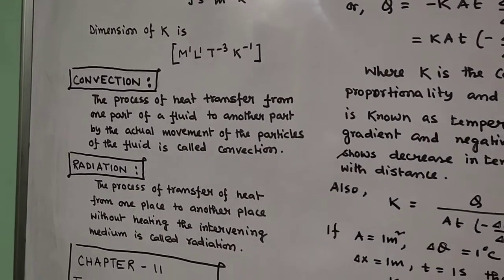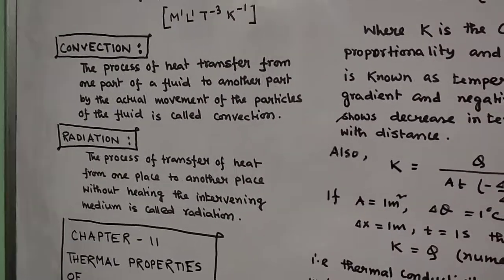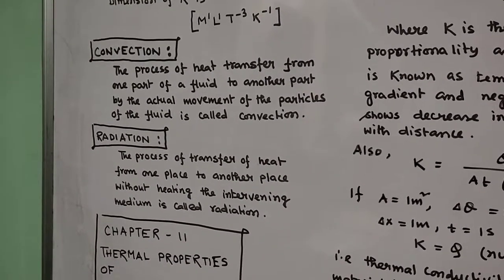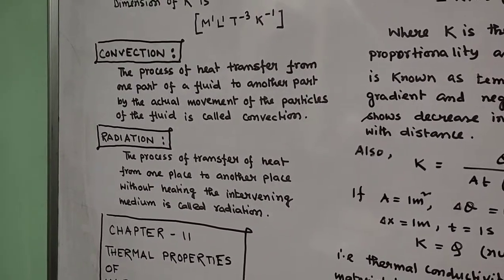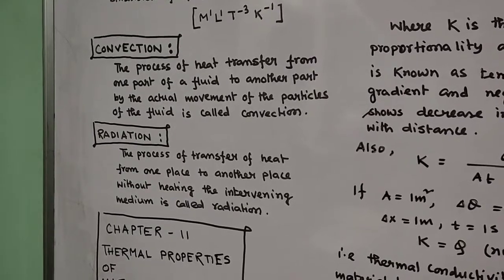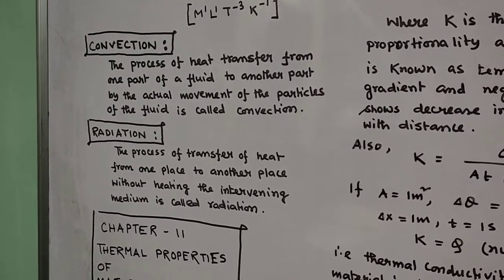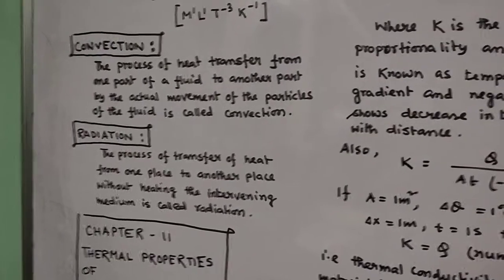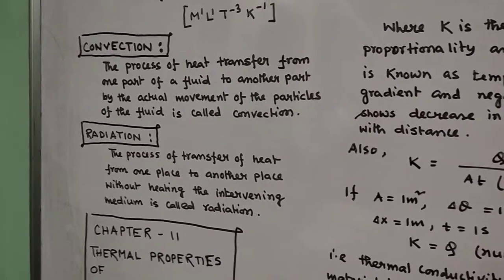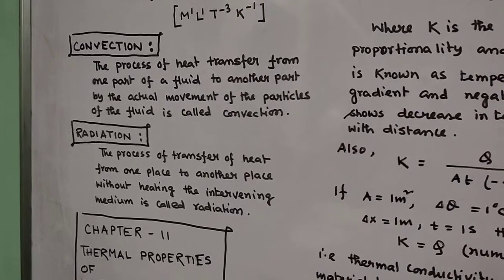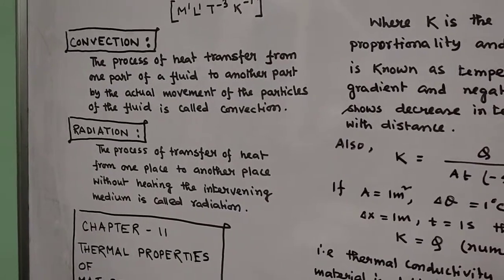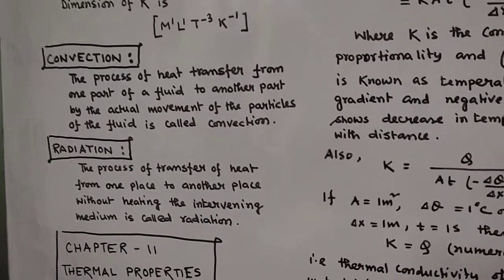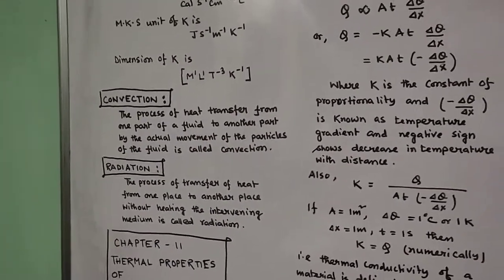Now the next part is radiation. Radiation basically we'll consider the sun rays. The process of transfer of heat from one place to another place without heating the intervening medium is called radiation. So this is possible in the case of the sun. Without heating the intervening medium is called radiation. So these are the different modes of transfer of heat.